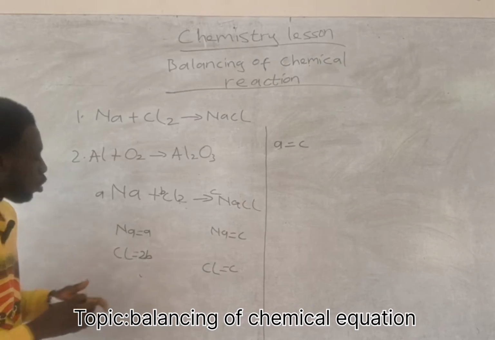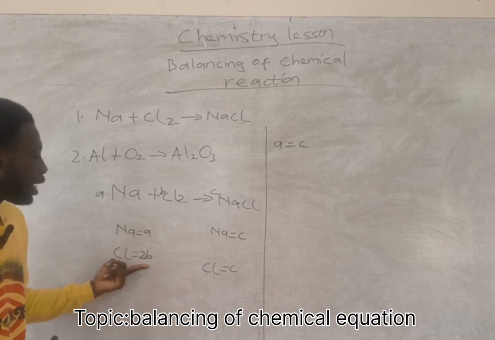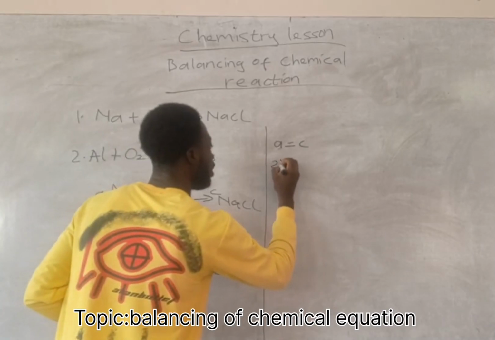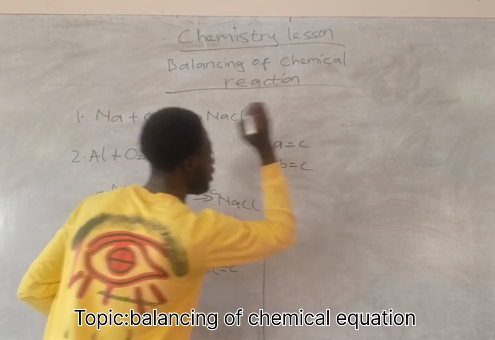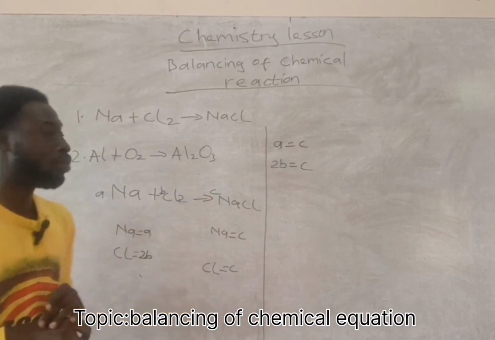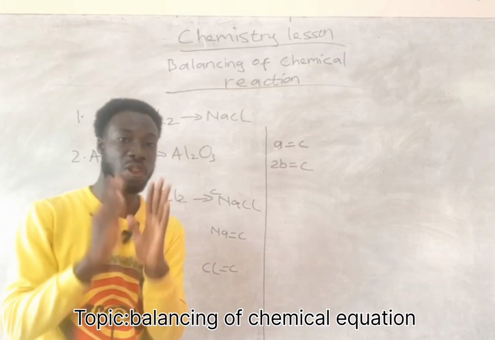Then you come to your chlorine. We have 2 atoms of chlorine here. Then we have 1 here. So 2B is equal to C. Is that clear? So we have gotten our equations. Now we are going to solve them simultaneously.